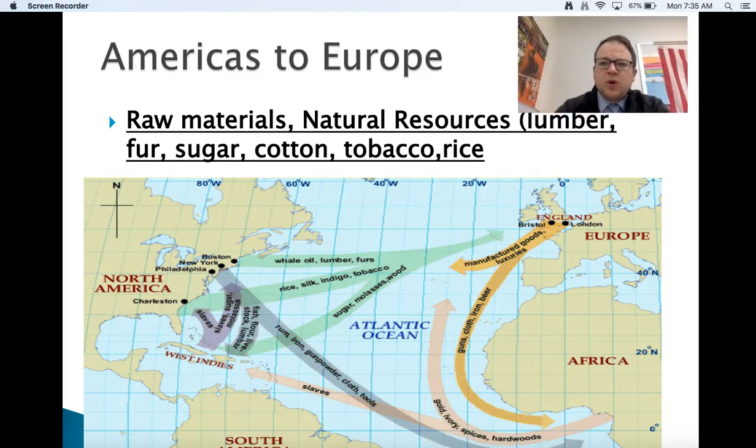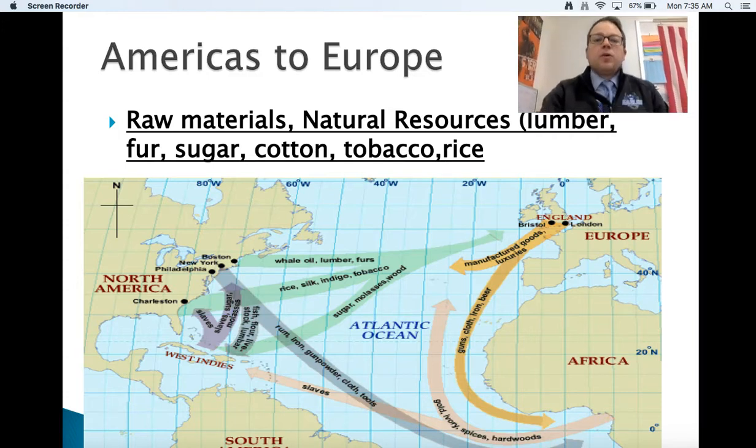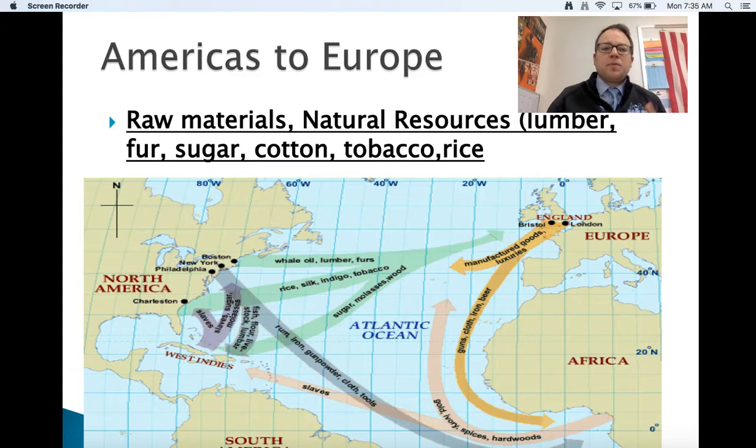So this is what you are drawing on your line. You're writing on your line that went from Americas to Europe, you're going to put raw materials, okay, natural resources. These are things that Europe is going to make things out of, okay? So you're going to see raw materials, natural resources, lumber, furs, sugars, cotton, tobacco, rice. A lot of those products that we talked about with the Columbian Exchange are going to be sent from the colonies to Europe.